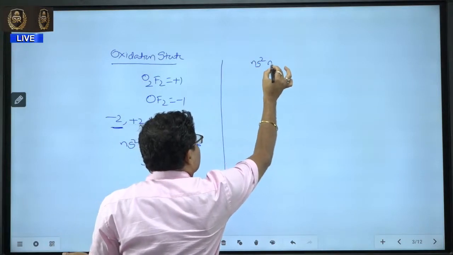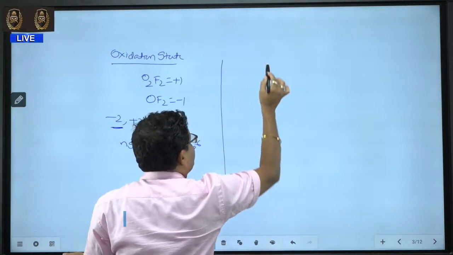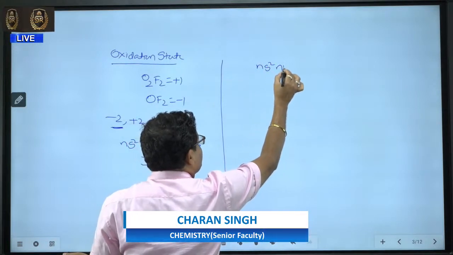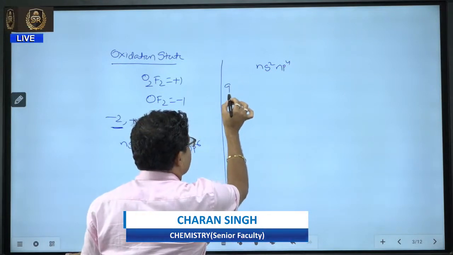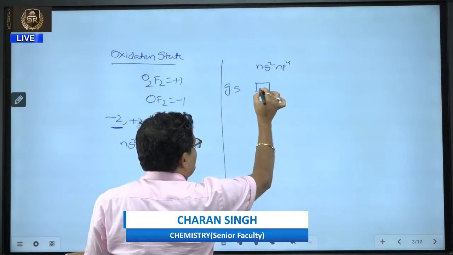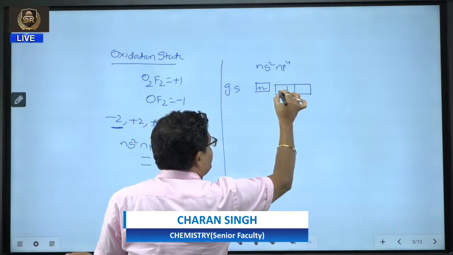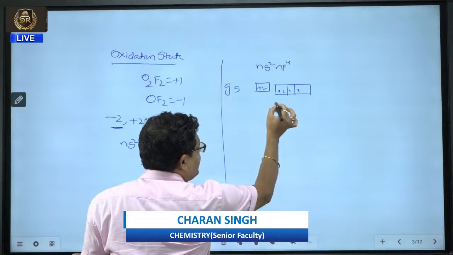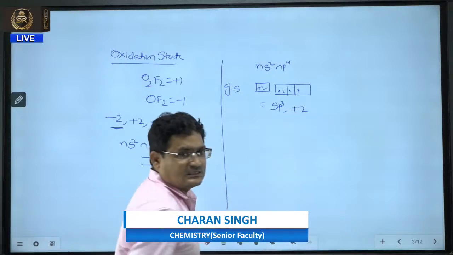So for example, this is ns2 np4. Now what is the 6th group element electronic configuration? It is ns2 np4. This is in the ground state. In s it contains 1, 2, and in p it contains 3 orbitals, 4 electrons. Here 2 unpaired electrons are there. That's why it undergoes sp3 hybridization and it shows the +2 oxidation state.